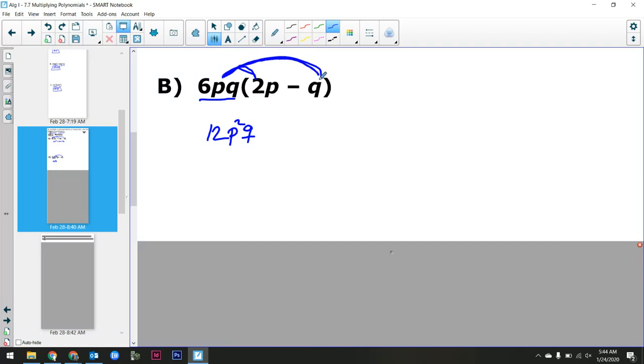Now let's do this one. 6 times negative 1 is negative 6. P, well, there's no more p's there, so just p to the first. Q times q is q squared. And that's my answer. Now I just have to make sure, are these like terms? No, they're not like terms, so I don't combine them together. And that's my answer.